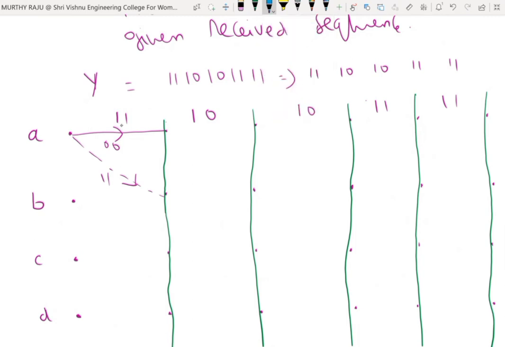Find out the Hamming distance between 1 1 and 0 0. 1 changes to 0, 1 changes to 0. Therefore, two changes are there. Hamming distance is 2, indicated here. Here 1 1 and 1 1, there is no change. That means Hamming distance is 0, indicated here 0.